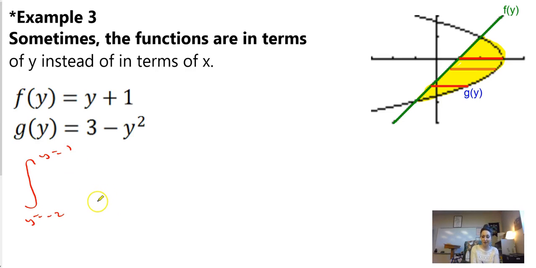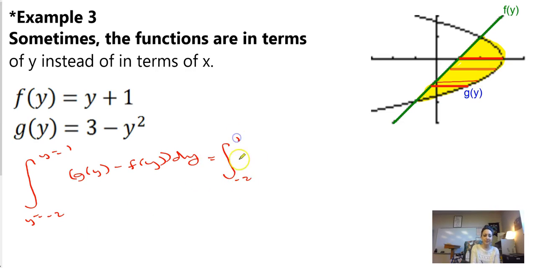Now instead of doing top minus bottom, I'm going to do what? You can do right minus left. Always go the larger number minus the smaller number, so you get a positive one, okay? So which one is the right function, f of y or g of y? That's going to be g of y, right? So I'm going to have g of y minus the left function, f of y, and then my differential will be a dy.